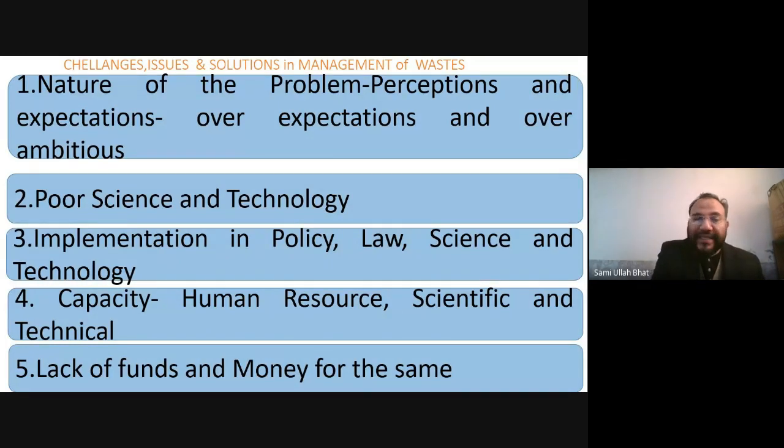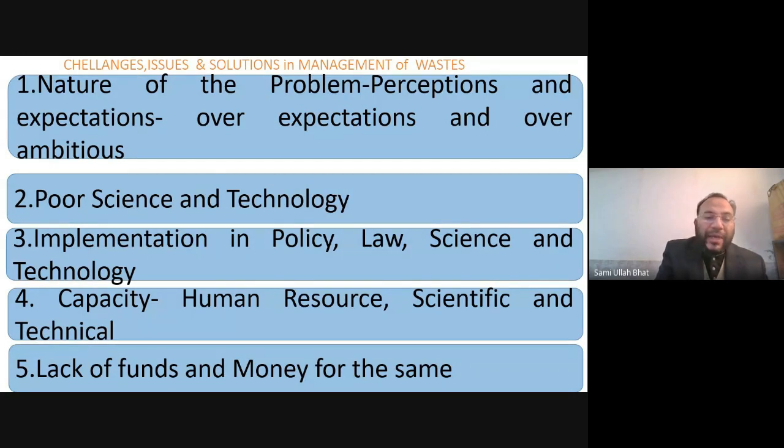Implementation of policy, law, and science. Although there are a good number of policies and laws, their implementation is weak, which needs to be strengthened so that whatever the role of a policy or law is, that is actually achieved.